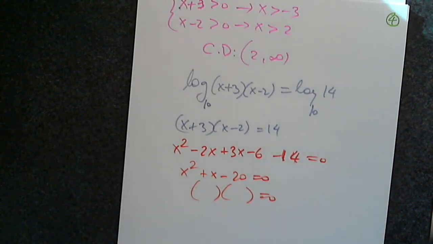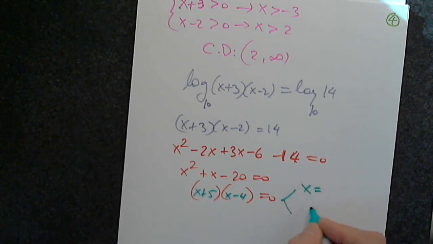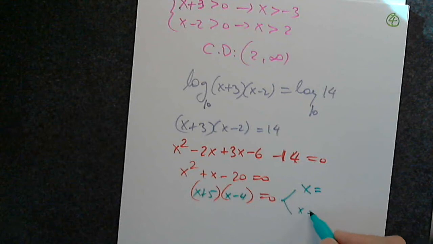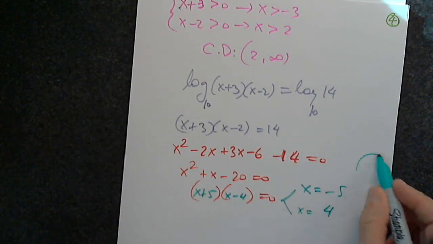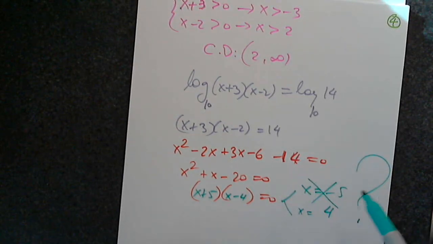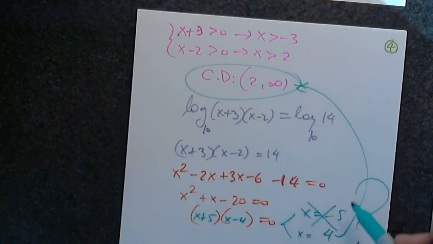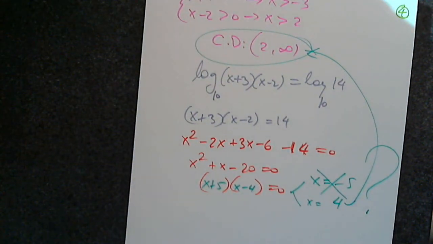Excellent. Well done. I'm thinking of the symbols real quick, but I know it's going to be 4 and 5. It would be plus 5 minus 4. Excellent. So we have two options, and the options are negative 5 and positive 4. And only positive 4 would fit. Absolutely, because we took the time and we stated the domain. Only this one fits, the other one doesn't. Very good. Well done.